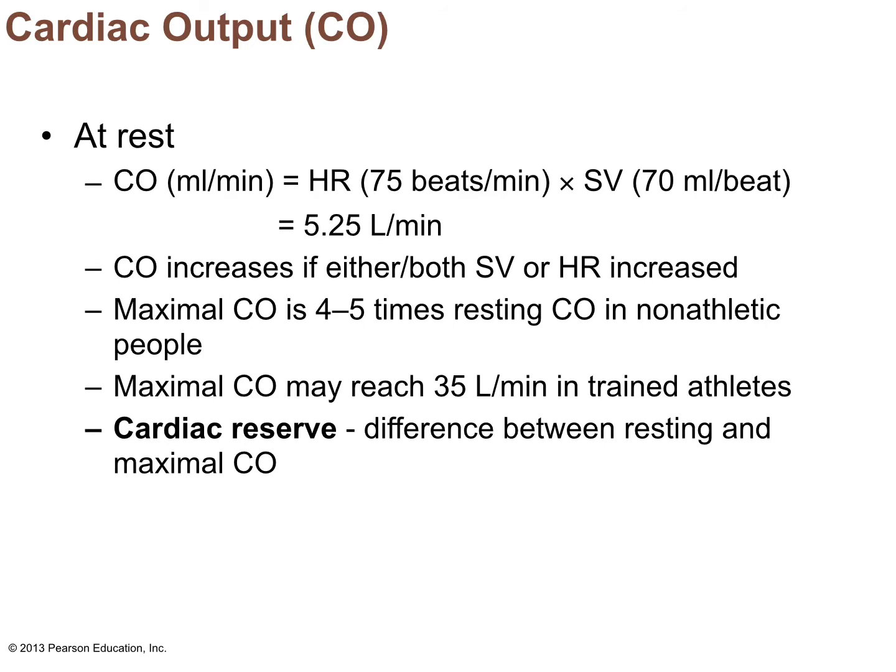Now, if you increase either component, you're going to increase cardiac output, right? So if you increase stroke volume, the amount you're pumping out, you increase cardiac output. If you increase heart rate, you're going to increase cardiac output, or if you increase both, of course. The maximal cardiac output is usually 4 to 5 times the resting cardiac output. That's for a non-athlete. If we're talking about trained athletes, it can go up 6 to 7 times. So we're looking at that 5.25 average going up to about 35 liters per minute.